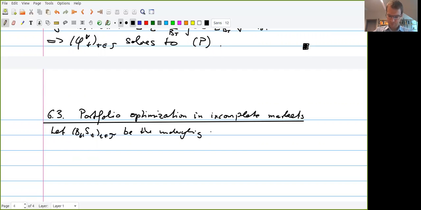Lying market. And just to fix one thing to make my life or my notation simpler, as usual, the risk-free asset at the time 0 is normalized to 1.